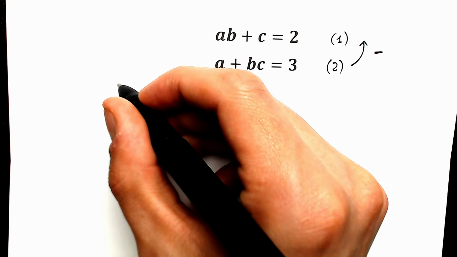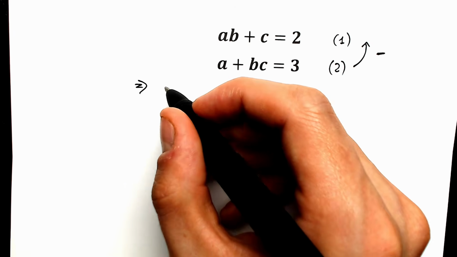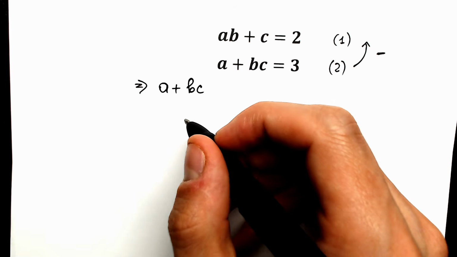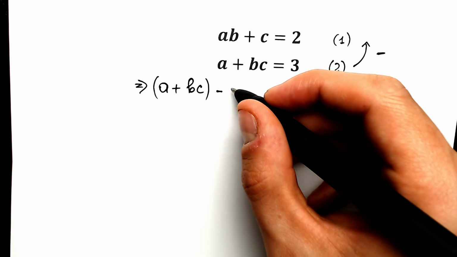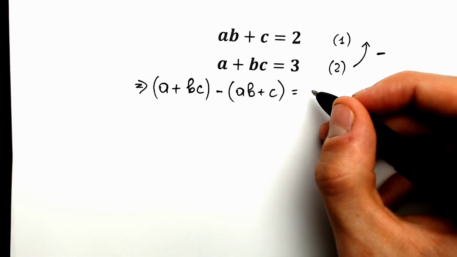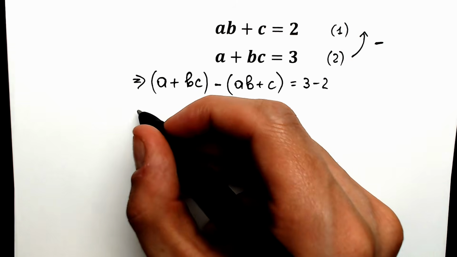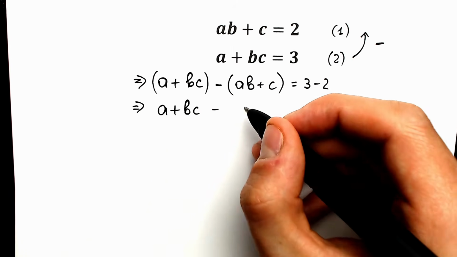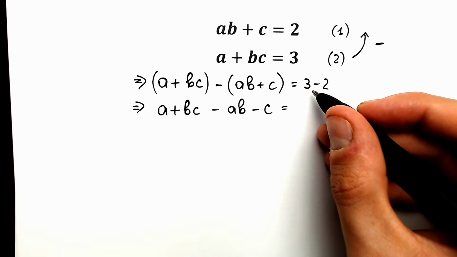So what do we have as a result? Let's write it right here. A plus BC, this is our second equation. We subtract the first one, so minus AB plus C, equal to 3 minus 2. Okay, so let's simplify this real quick. So we have A plus BC, without parentheses, minus AB and minus C equal to 3 minus 2, which is equal to 1.